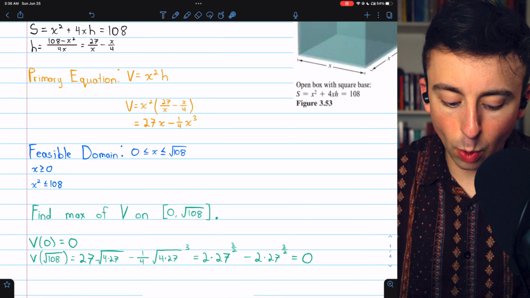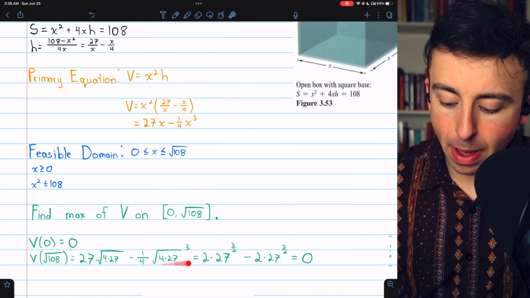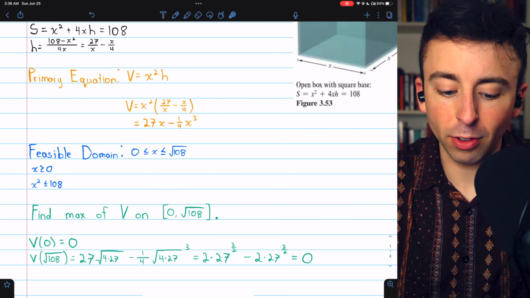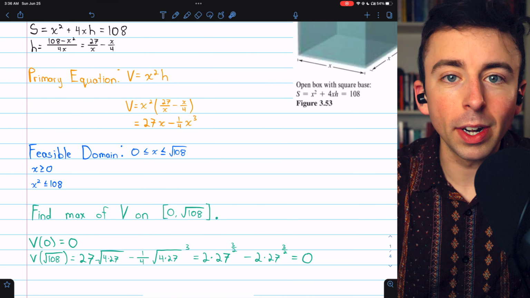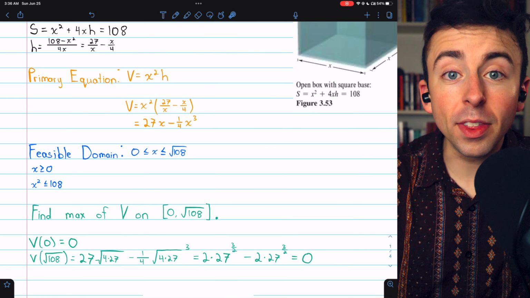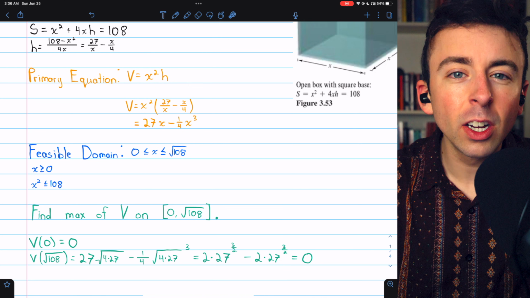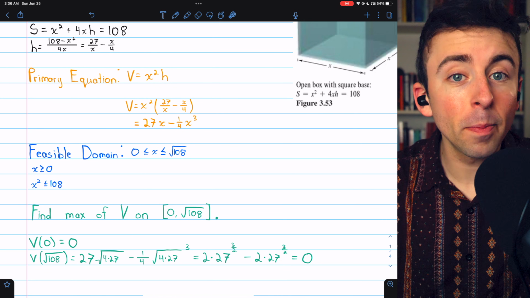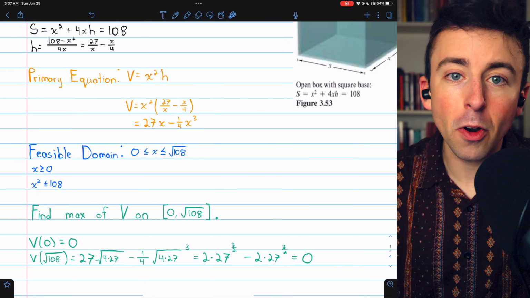If we plug the square root of 108 into the volume equation, you can do the math and find that it equals 0, or alternatively, just look at the surface area equation. The surface area has to equal 108. If x is the square root of 108, then the entirety of the surface area is taken up by x squared, which forces h to be 0. If the height is 0, obviously our volume is 0. So these certainly are not going to be our maximums.